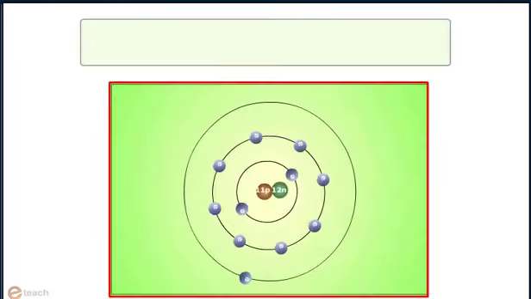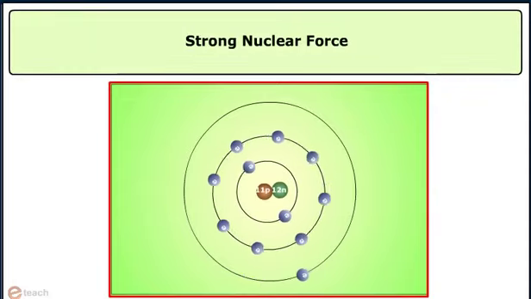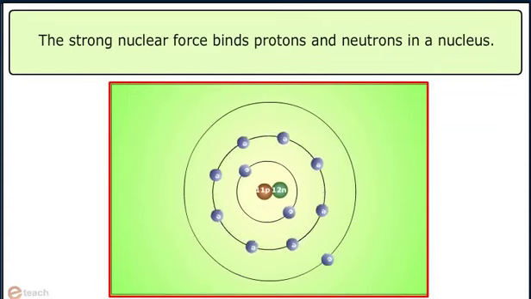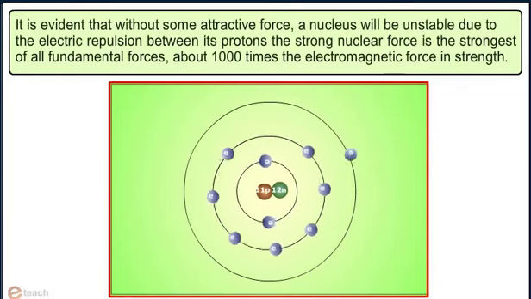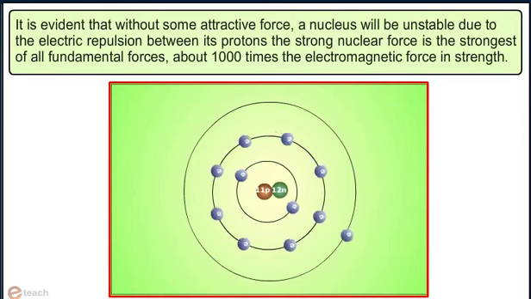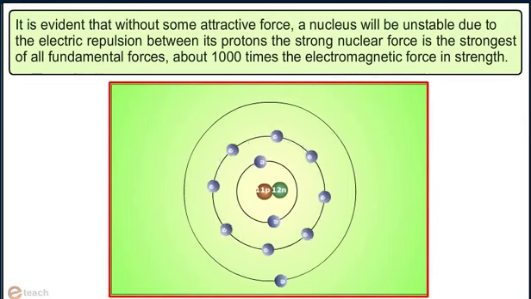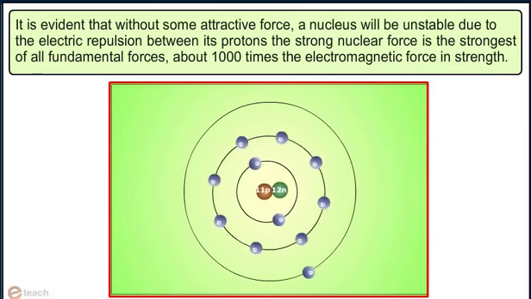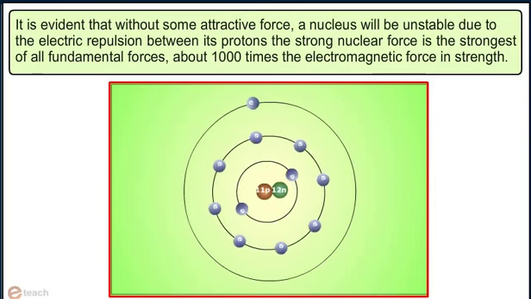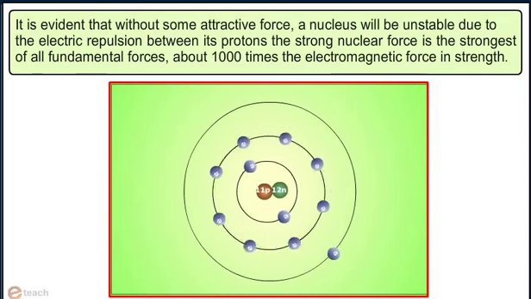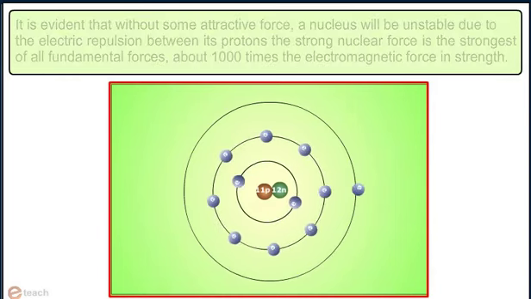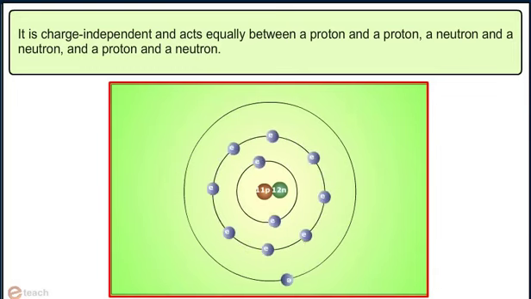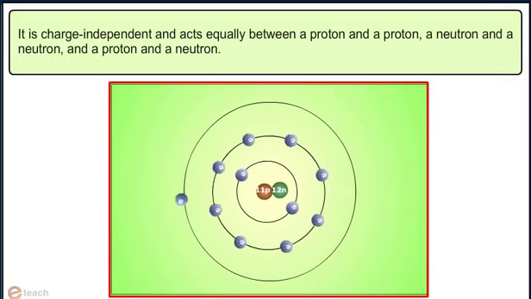Now let's move on to another force, which is called strong nuclear force. The strong nuclear force binds protons and neutrons in a nucleus. It is evident that without some attractive force, a nucleus will be unstable due to the electric repulsion between its protons. The nuclear force is the strongest of all fundamental forces, about 1000 times the electromagnetic force in strength. It is charge independent and acts equally between a proton and a proton, a neutron and a neutron, and a proton and a neutron.